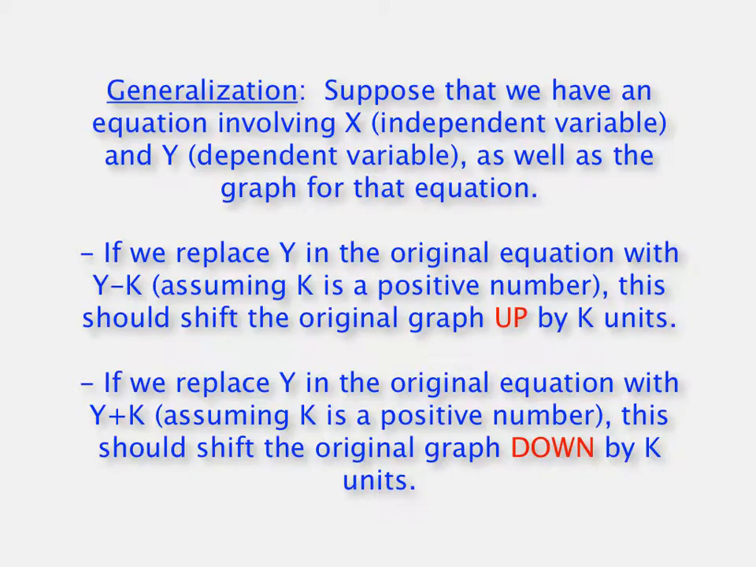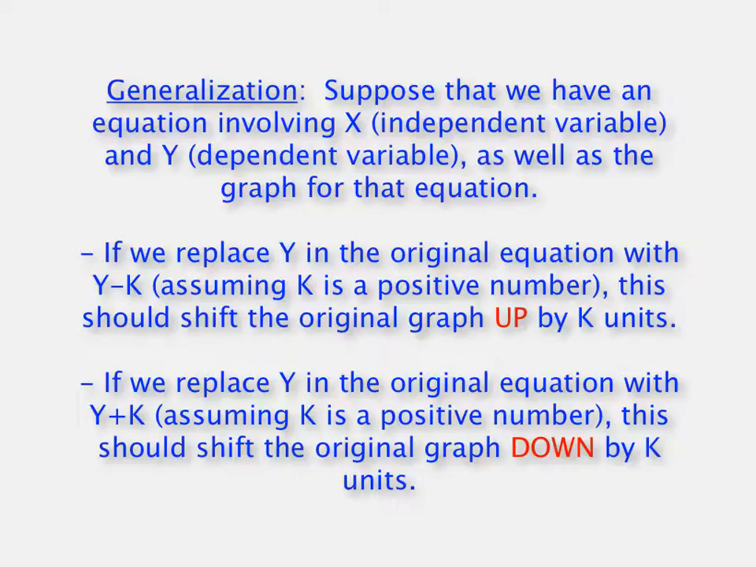All right, and now that we've explored a few examples, it's time to generalize our findings. So suppose that we have an equation involving x and y, or an independent variable and a dependent variable, and a graph that goes along with it. If we replace y in the original equation with a y minus k, where k is just some number, this should shift the original graph up by k units. And if we were to replace the y in the original equation with y plus k, and again k is just some number, this should shift the original graph down by k units.